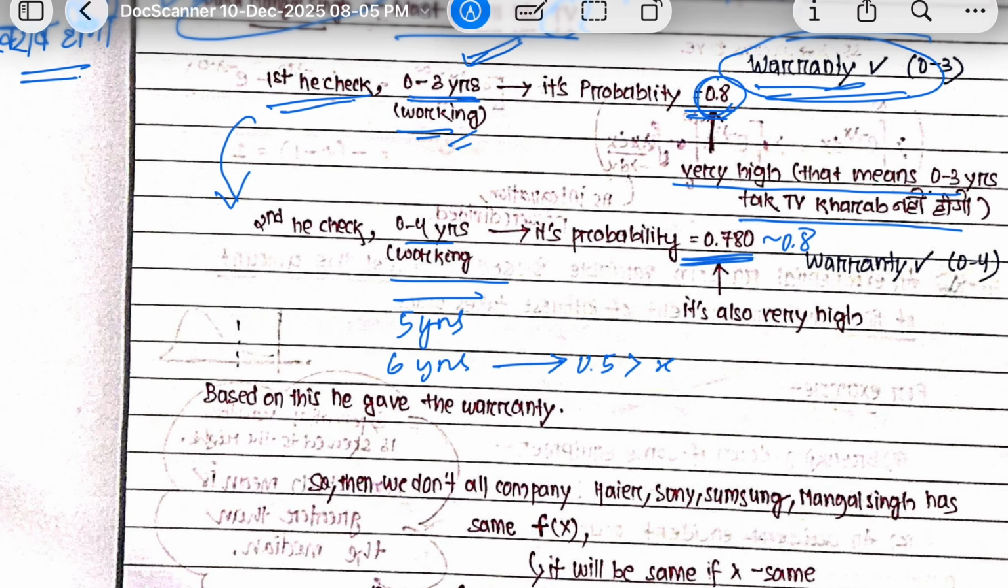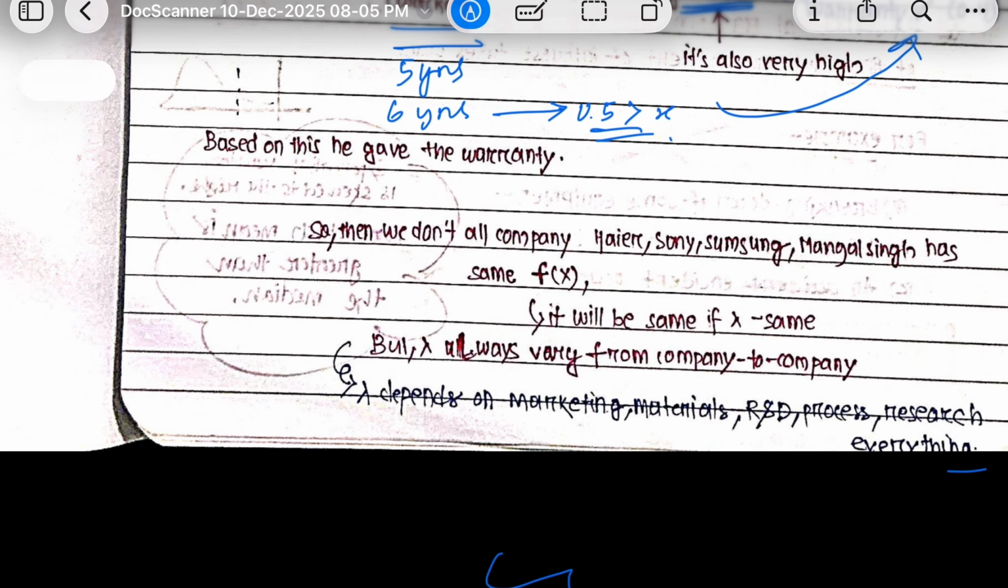Then they will give the warranty accordingly, so that their TV must be sold at a greater value, so that the other companies' TVs must not be sold. Okay, so here, based on this warranty itself, the TV companies give their warranty.